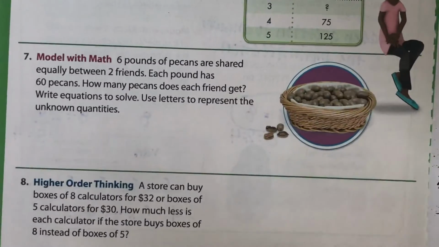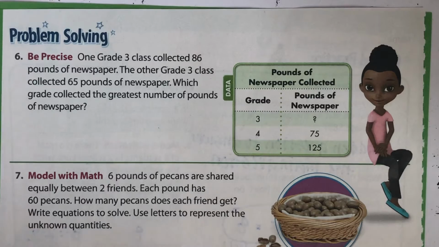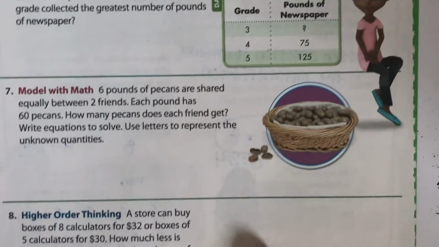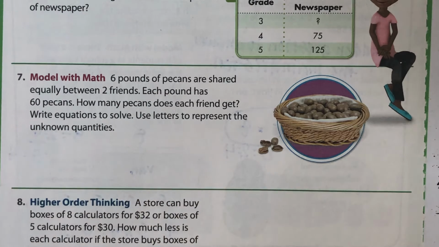On the back. Number 6: One grade 3 class collected 86 pounds of newspaper. The other grade 3 class collected 65 pounds of newspaper. Which grade collected the greatest number of pounds of newspaper? Number 7: 6 pounds of pecans are shared equally between 2 friends. Each pound has 60 pecans. How many pecans does each friend get?